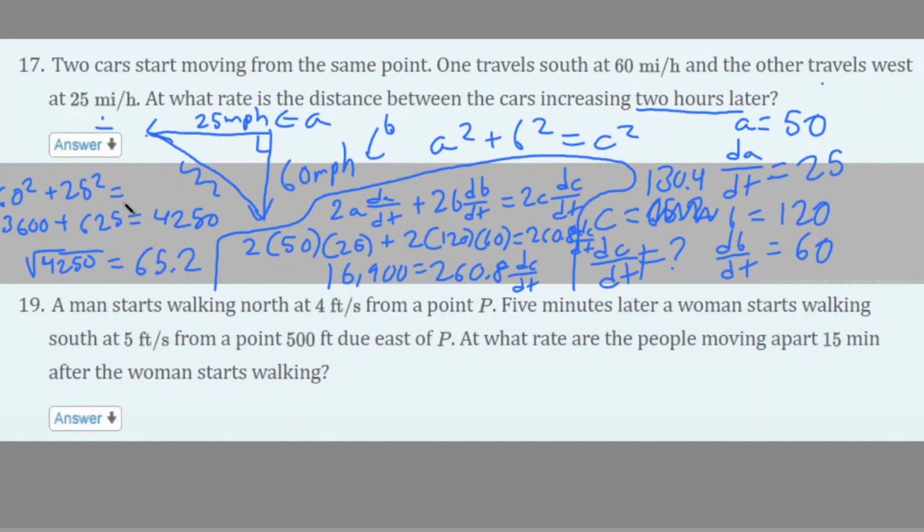And we are going to be left with dC/dt is equal to 64.8. So what we have deduced is that the rate at which the distance between the two cars is increasing 2 hours later is going to be 64.8 miles an hour, or you could even round it up to 65 miles per hour, and that would be your final answer. So that's basically how fast this hypotenuse is increasing at 2 hours later.